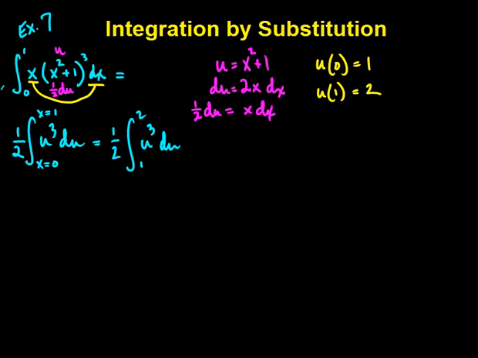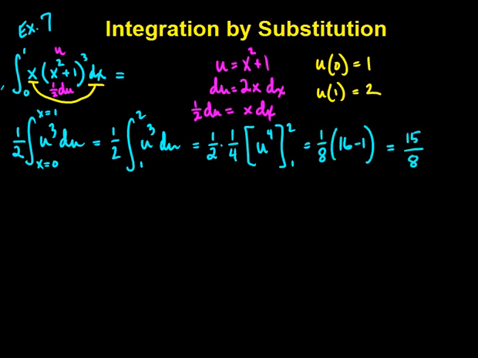u to the third is u to the fourth over 4, and that's a constant that can come out. And so now we have 1/8 times (16 minus 1), and that's equal to 15/8.